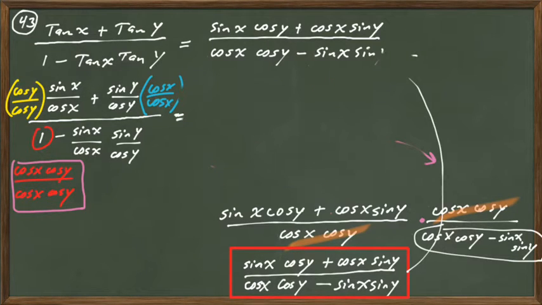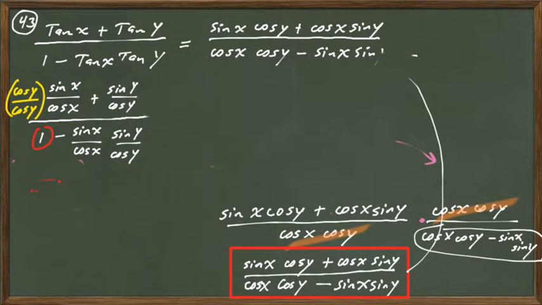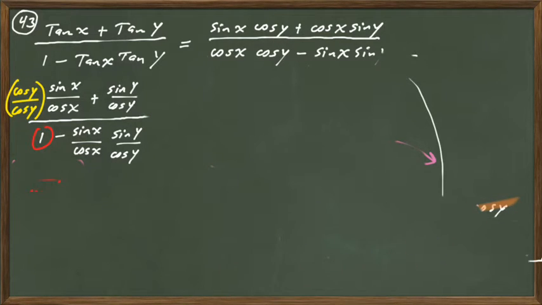So I'm going to erase this, this, and all this. And this is sine of y, right? And I'd like to get rid of this and this.